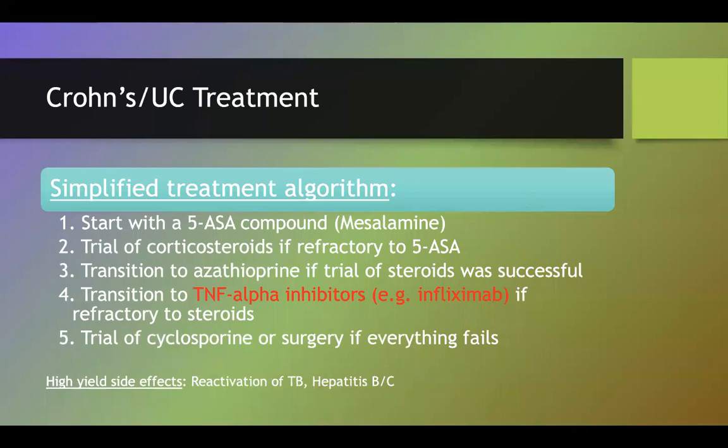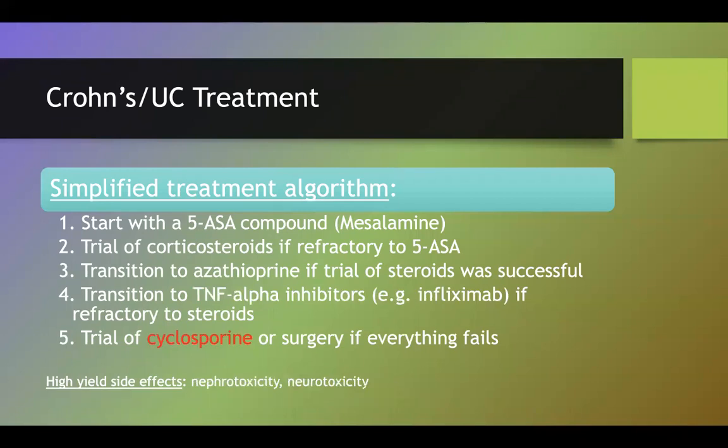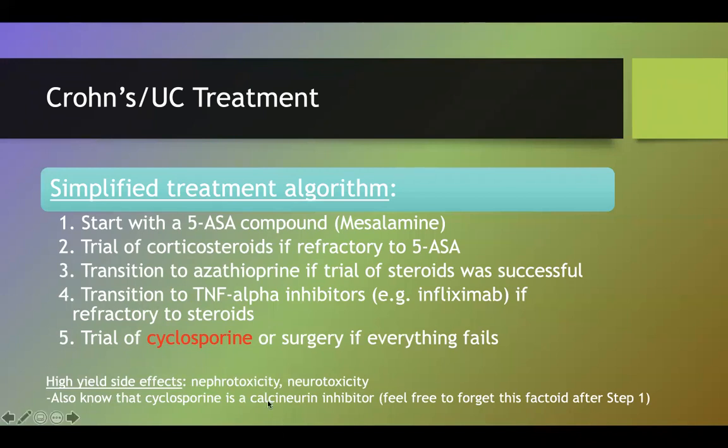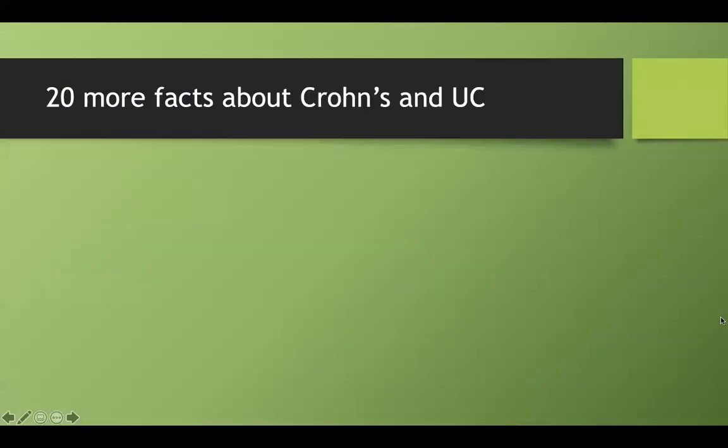TNF alpha inhibitors, you need to know that because these are immunosuppressants, they could reactivate TB or hepatitis. So you should always order TB testing and a hepatitis screen before you begin these therapies. And cyclosporin, you just need to know that it's nephrotoxic and neurotoxic. You also need to know for Step 1 that it's a type of calcineurin inhibitor, which I actually had to look up before making this lecture because that's how low yield that last statement was.